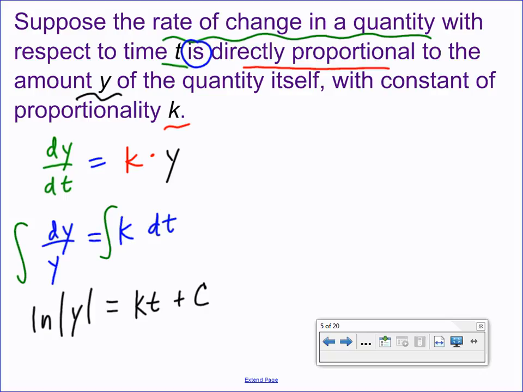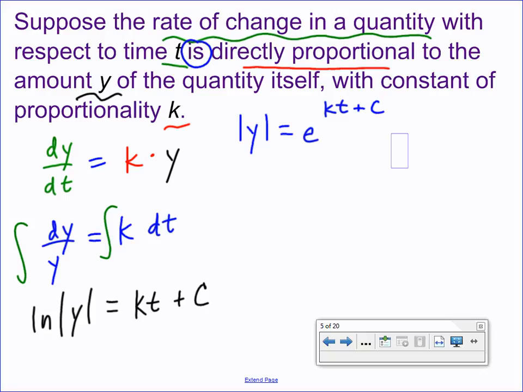How do we undo the natural log? How do you undo an ln? Kobe? Put e to the power on both sides. Absolutely, we exponentiate. So if natural log of absolute value of y equals kt plus c, then absolute value of y must be given by e to the kt plus c. So we exponentiate and rewrite using our definition of natural log.